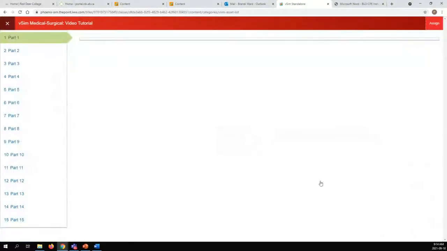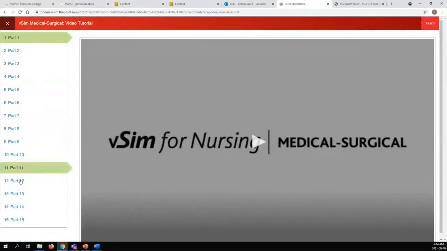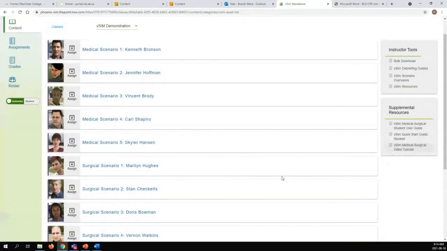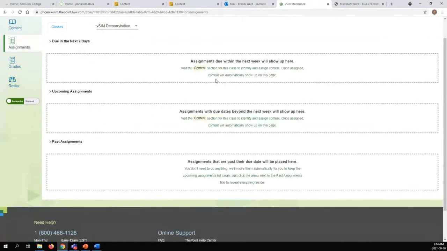And then lastly is the medical surgical videos. As I mentioned, it is a little bit arduous because there are 15 parts. Obviously we won't be going through those today, but they can be anywhere from 30 seconds to 2 minutes each, depending. I think the reason they did it that way is because they wanted to outline each step of the virtual simulation process. Those will be available for you to navigate in order to prepare yourself. And then assignments.